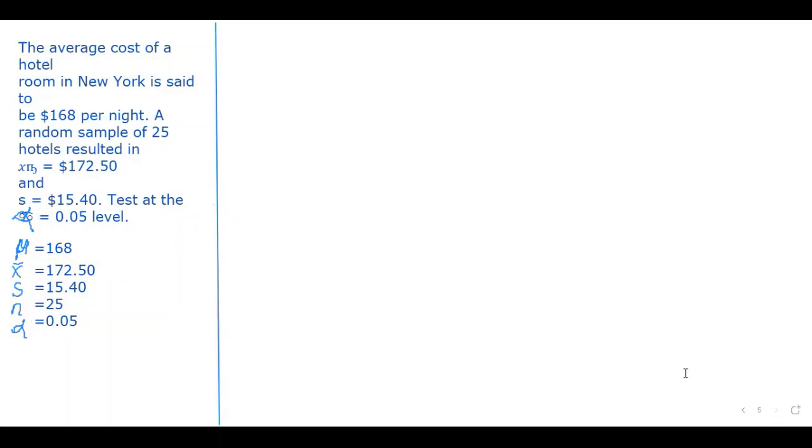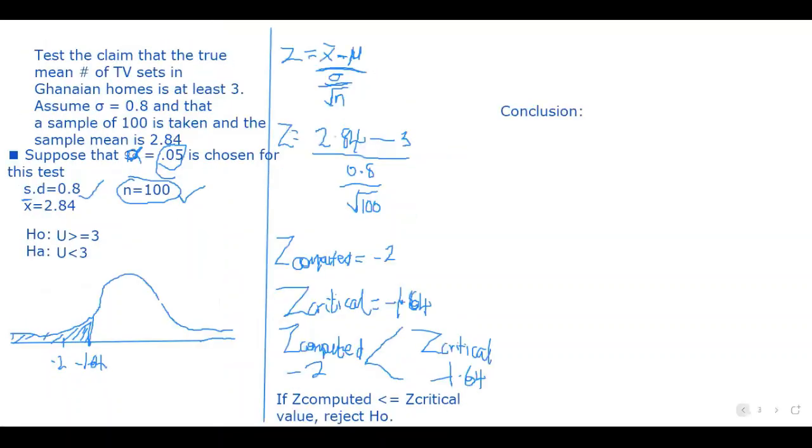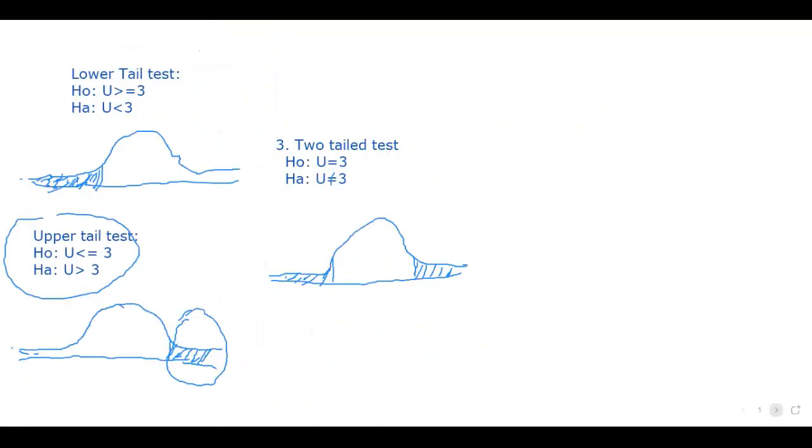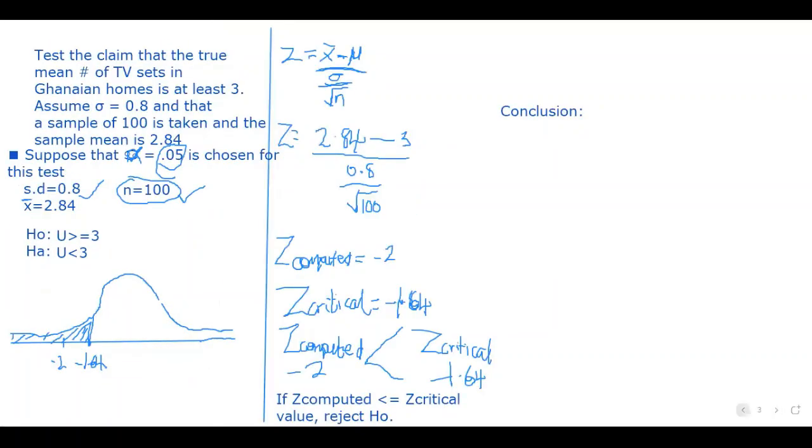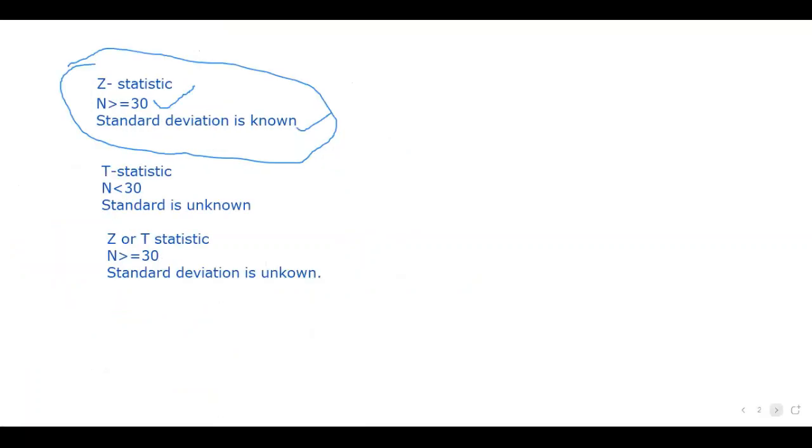Now, which type of test are you going to use? Are you going to use a Z test or a T test? We refer to the rules here. We will use the T test only when the sample size is less than 30 and the standard deviation is unknown.